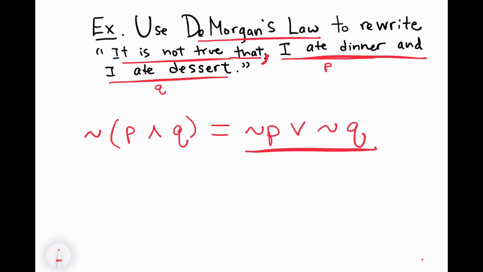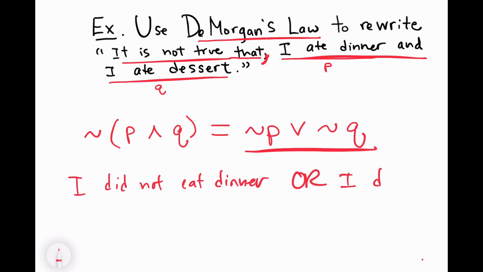So let's rewrite it in this format. I would write this as: I did not eat dinner, or I did not eat dessert. Okay, and then that would be the equivalent statement using De Morgan's law.